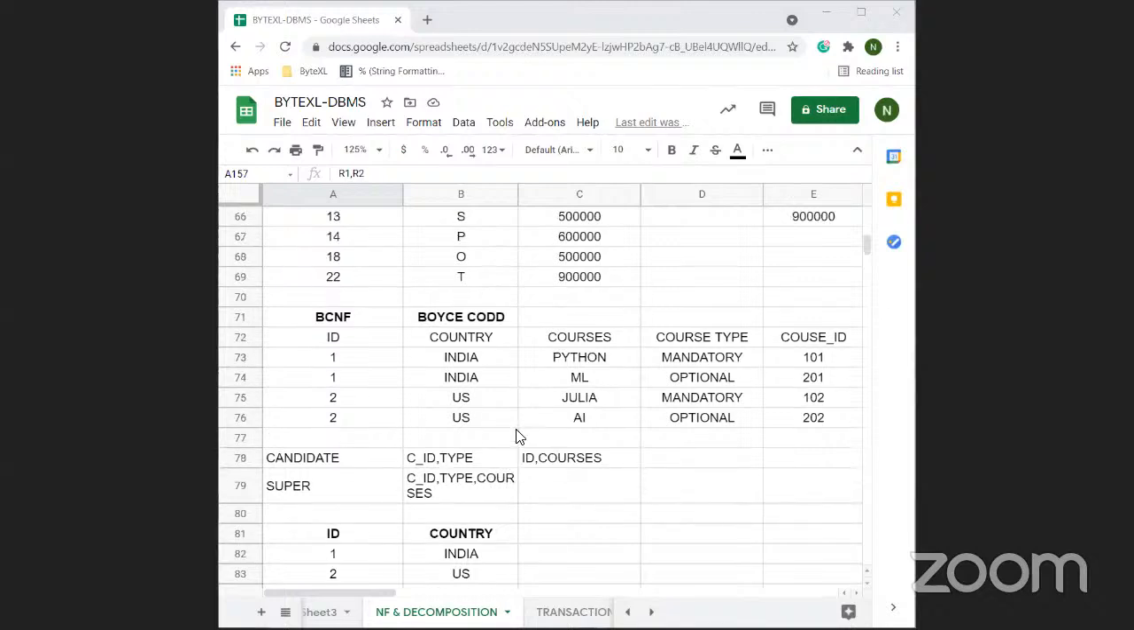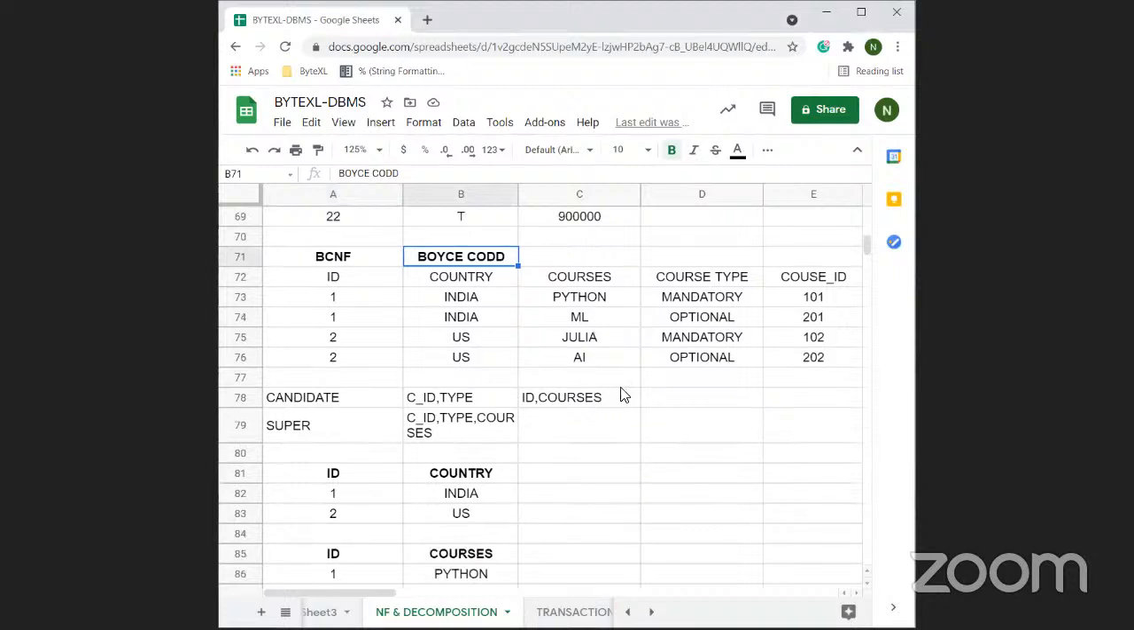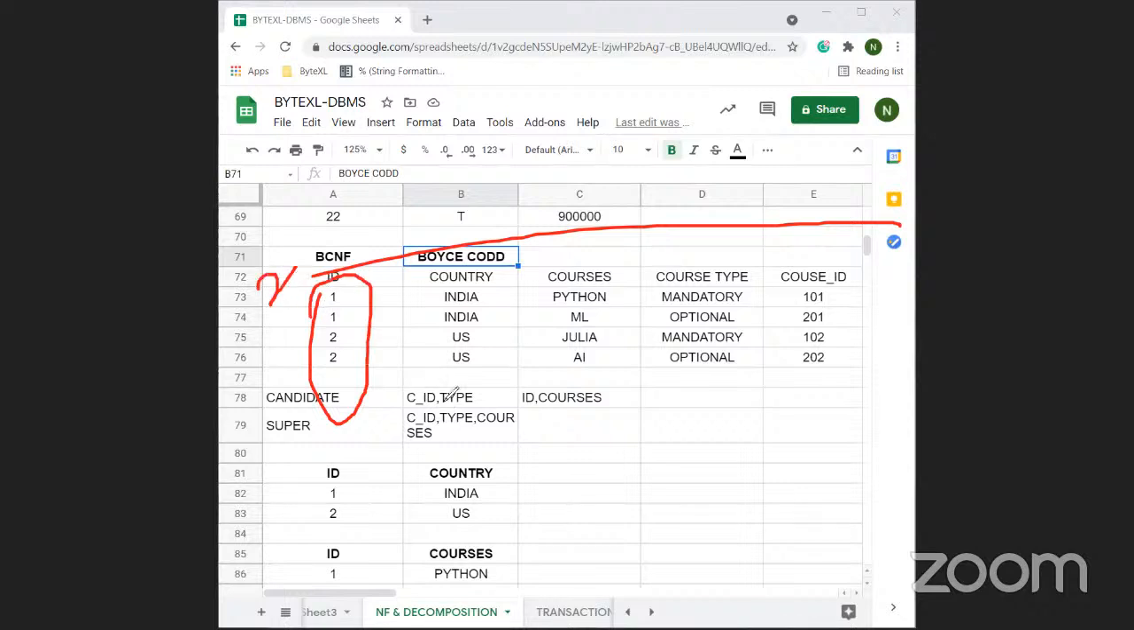Now BCNF is exactly 3NF with a small change. The change being in this BCNF, Boyce-Codd, we cannot have details which are mixed up. For example, let us take this table. These are the list of students. For simplicity, I am taking only 2 students. These are their countries.